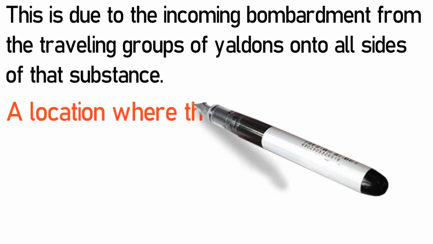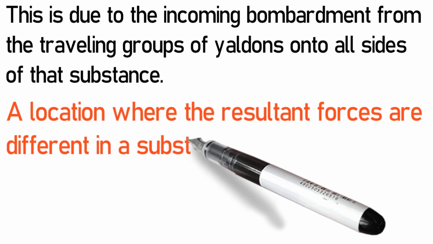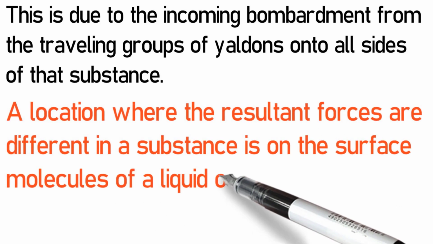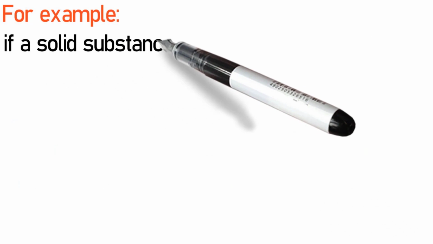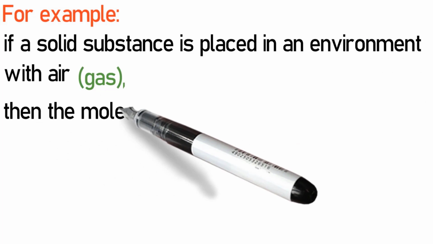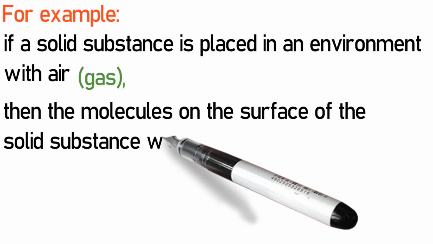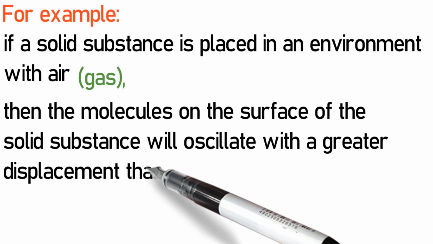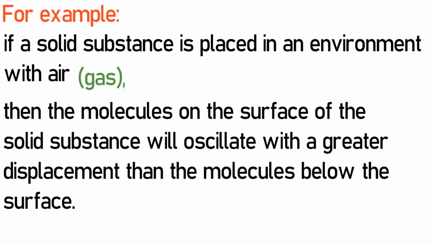A location where the resultant forces are different in a substance is on the surface molecules of a liquid or solid substance. For example, if a solid substance is placed in an environment with air, gas, then the molecules on the surface of the solid substance will oscillate with a greater displacement than the molecules below the surface.